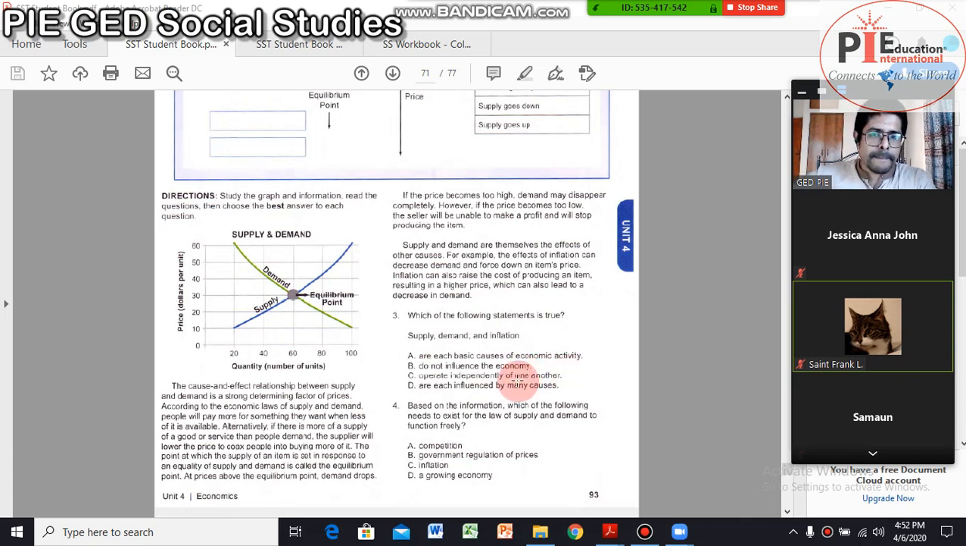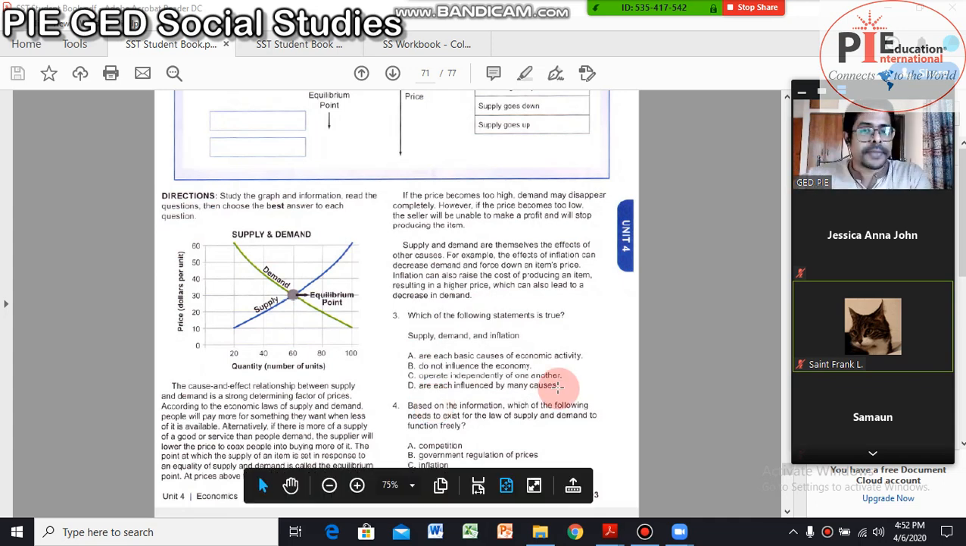No, they don't operate independently of one another. They are linked with one another. Maybe they are caused independently of one another, but they're linked with one another. The effects are linked with one another. But the reason why they're happening, the causes of why it is happening, that can be independent. That can be of many reasons. Are each influenced by many causes. Number 3, it should be D. Right? Are each influenced by many causes. So number 3 should be D.